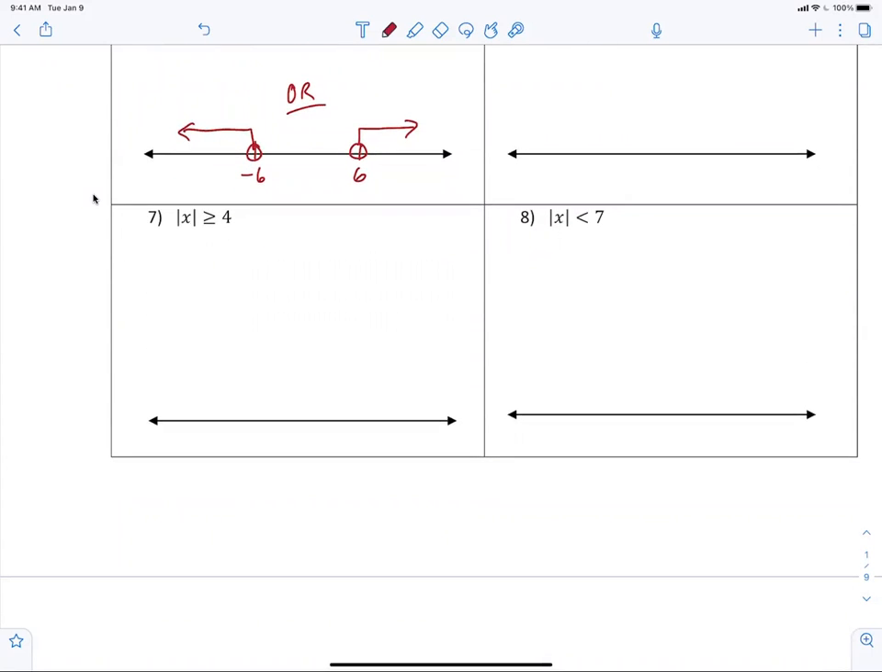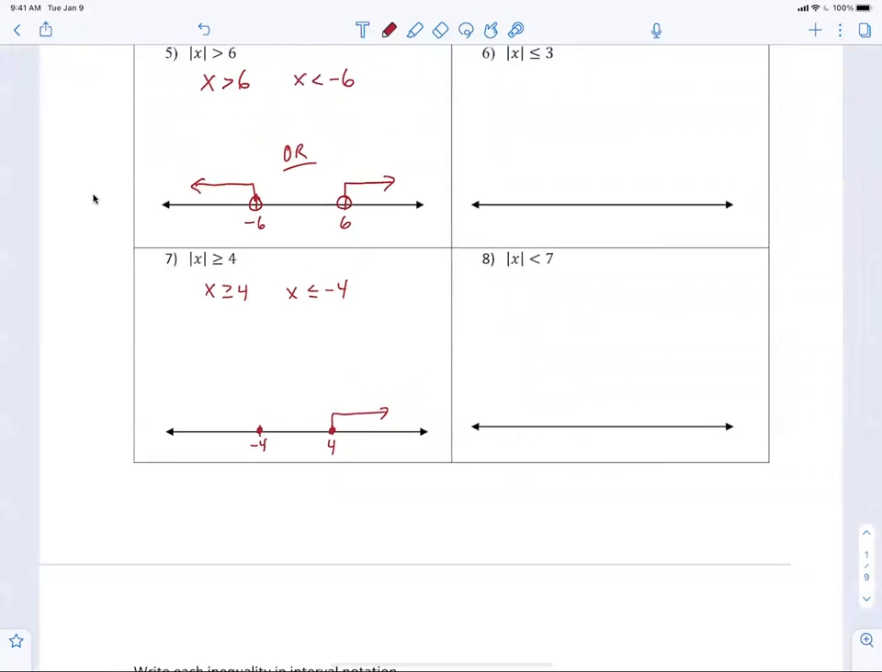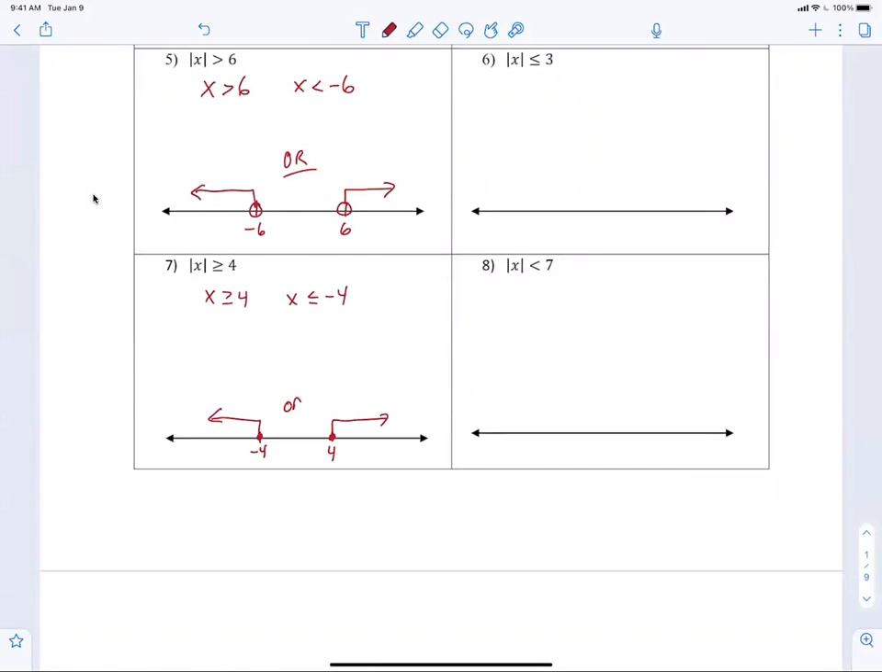Absolute value of x is greater than or equal to 4. So x greater than or equal to 4, x less than or equal to negative 4. Then we put negative 4, 4. We are greater than or equal to 4, and we are less than or equal to negative 4. So again, this is still a what? Or statement. All right.